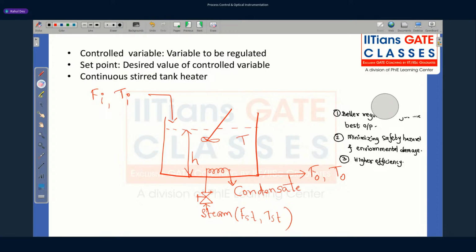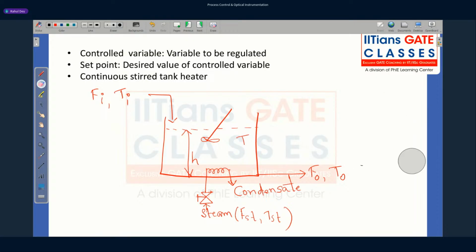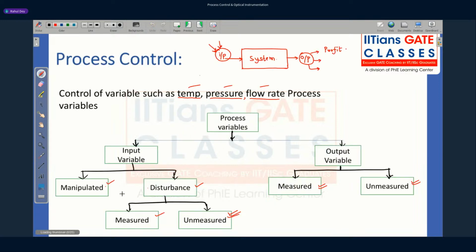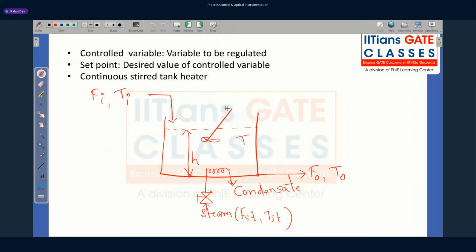Now let us see what we have understood from the previous slide. So what is your input variable? What is your output variable? In our input variable, what is the manipulated variable? What is the disturbance? In the output variable, what are the measured variables? What are the unmeasured variables that we are going to see? So this is basically a CSTR process, continuous stirred tank reactor. Okay. In short, it is known as CSTR, continuous stirred tank reactor.